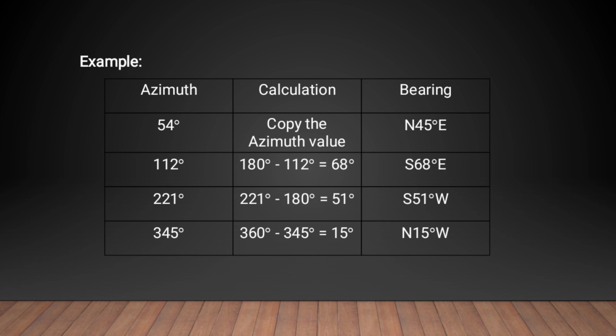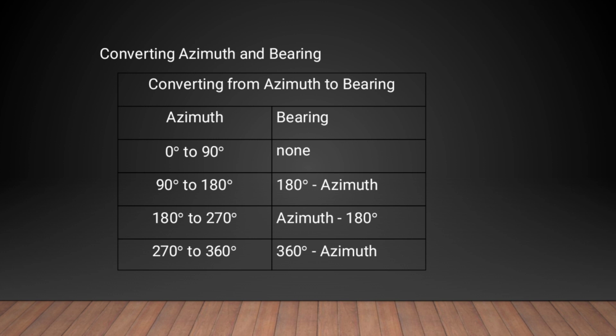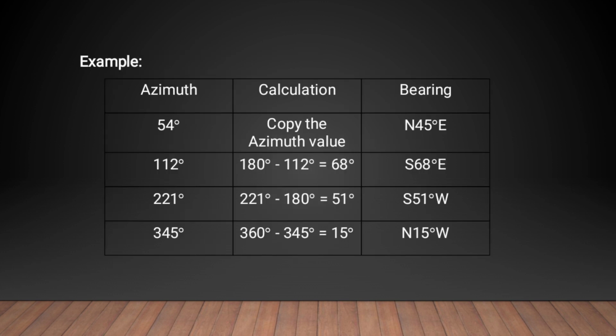And last example, 345 degrees. So ang iyang azimuth na converting is 270 degrees to 360 degrees. So which is, ang iyang bearing kuha na to siya sa 360 degrees minus azimuth. So 360 degrees minus 345 degrees equals 15 degrees. So ang iyang bearing is north, 15 degrees to west.